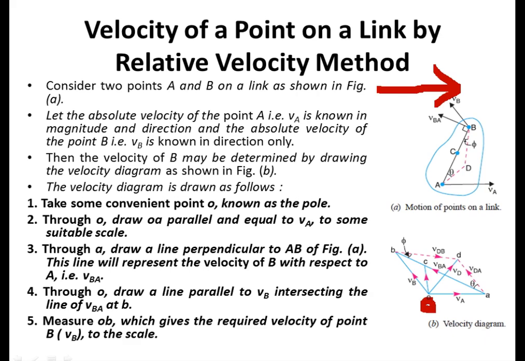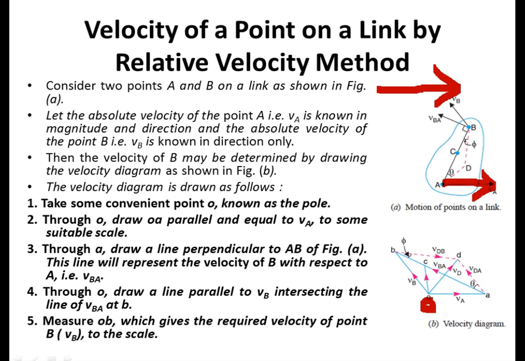Now through O, draw OA, parallel and equal to VA to some suitable scale. So what is this VA? Here VA can be seen. The direction is given for VA; it is a horizontal line. Okay, so what do I have to do here? You can see the direction of VA is shown here. Always, the direction is already given in the question, so in the same direction you are going to take it. This is the VA now. So VA is horizontal.